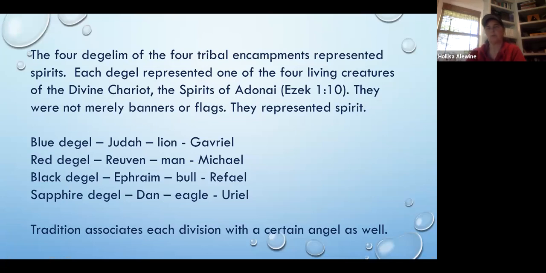But this is really where I wanted to go last night. I wanted to look at the 4 divisions. And the 4 divisions are comprised of 3 tribes each. And so the arrangement was under their degalim, which we would interpret as a banner or a flag. But what we learned last night is it's not just a piece of cloth waving in the wind. It's much deeper than that.